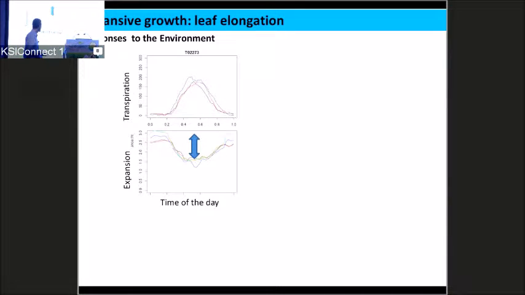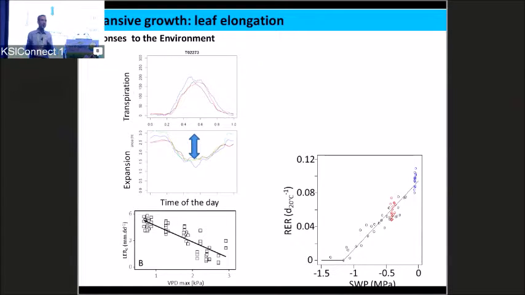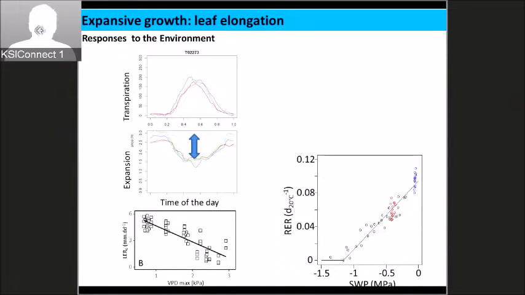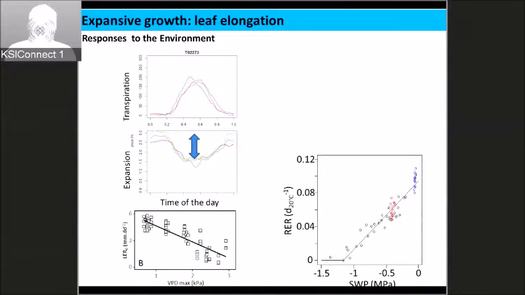So this difference, the decrease in expansion rate due to the evaporative demand, we can analyze it and get the response of leaf expansion rate to VPD. The same for soil water potential. If we combine different experiments or different conditions of soil water, we can get the response of leaf expansion rate to soil water potential.